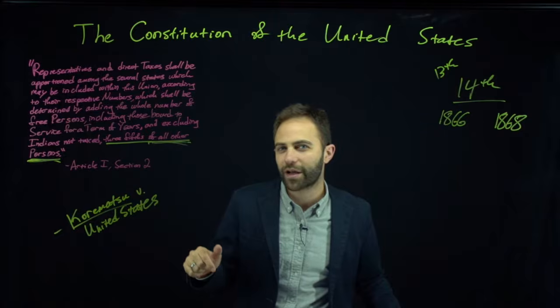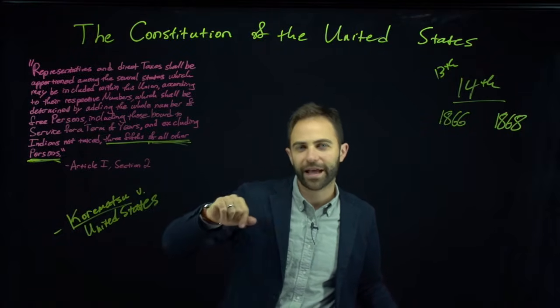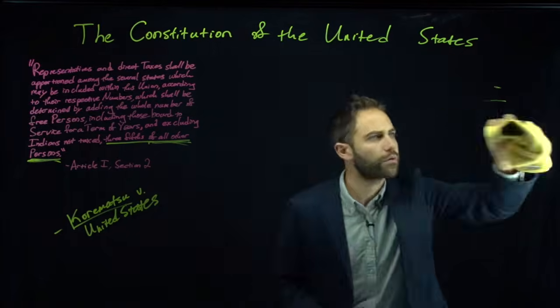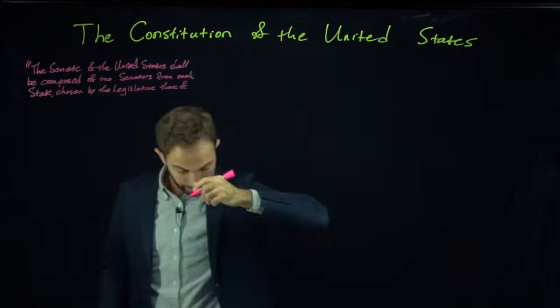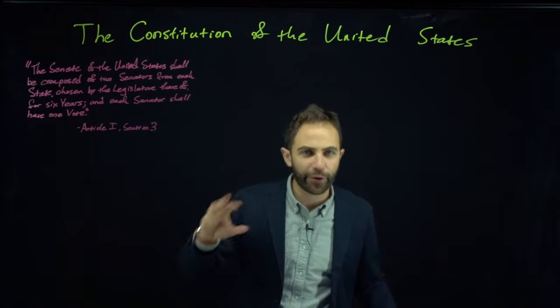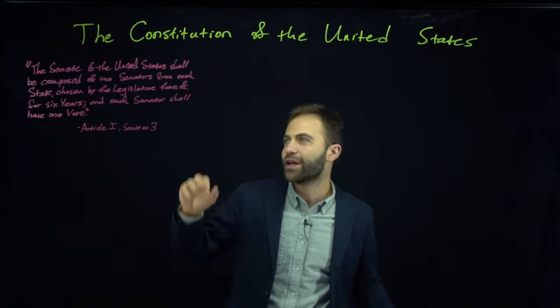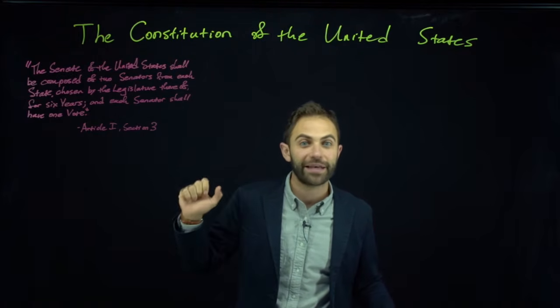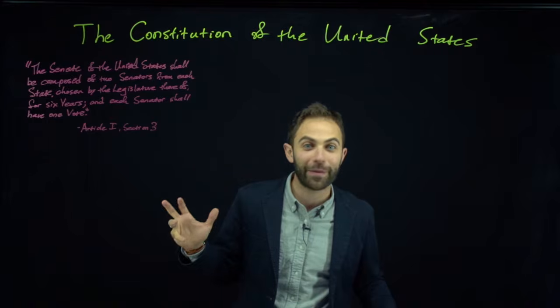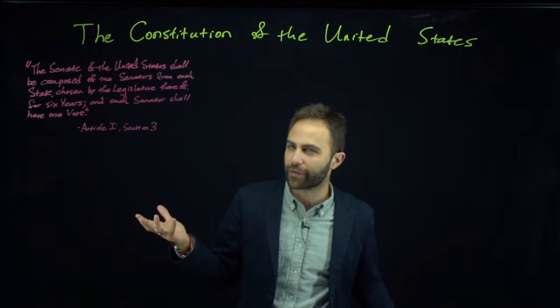Here's something else that I want us to notice from Article 1. This happens in the next section, Section 3. This is the first paragraph. This one short sentence is the whole first paragraph of Section 3 of Article 1 of the Constitution. This is talking about the Senate and how we figure out who gets to be a member of the Senate. Notice if there's anything unusual about this.